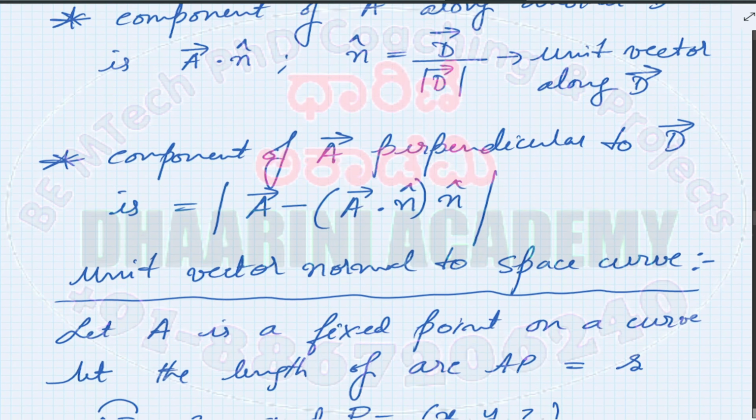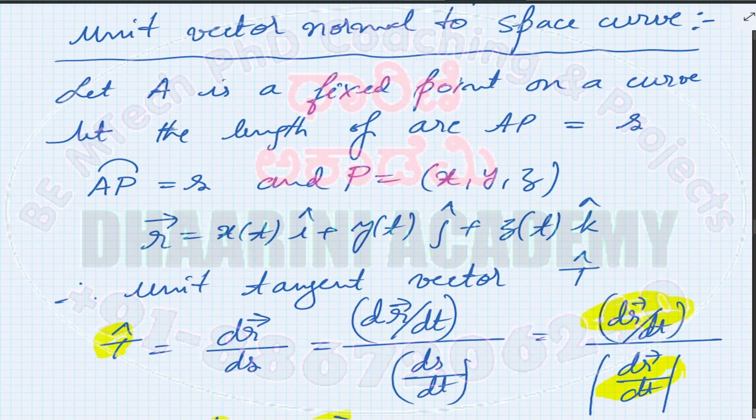Then later we looked at the concept of what is called a unit vector normal to a given curve. Normally the curve is in space, that's why the name given is space curve. Now let capital A be a fixed point on the curve, and the arc length is denoted as S. Let's say that arc AP is given as S, and P is given by the X, Y, Z coordinates. So the position vector of that point P, by definition, we can write it as X of t i cap plus Y of t j cap plus Z of t into k cap.